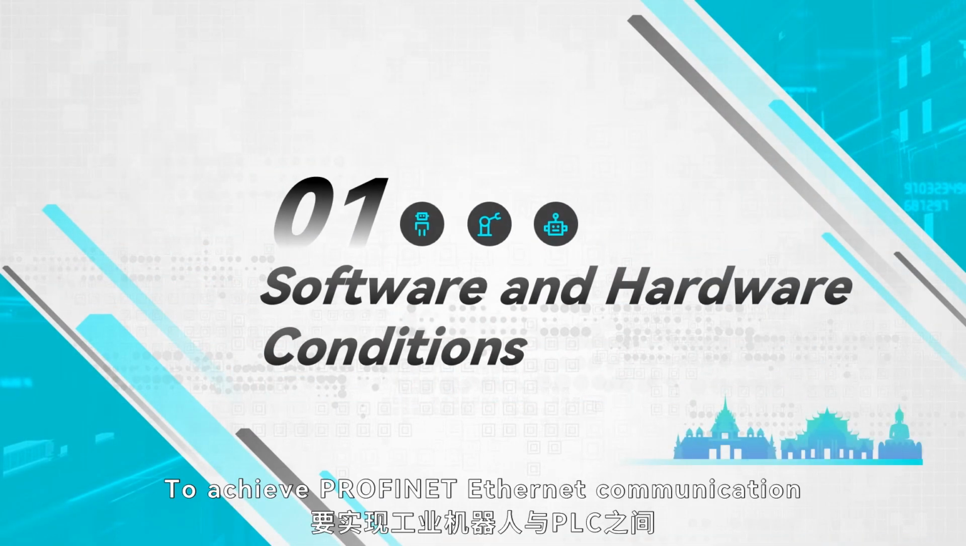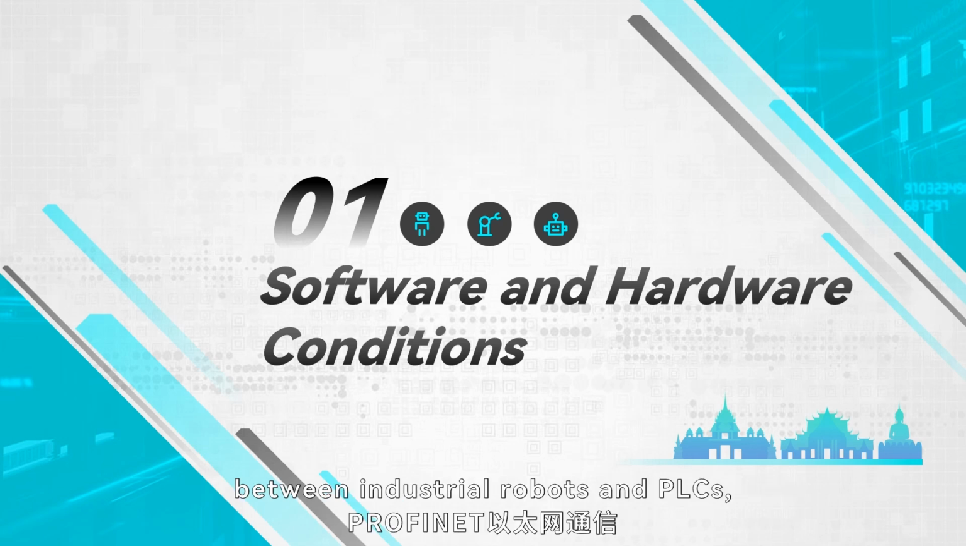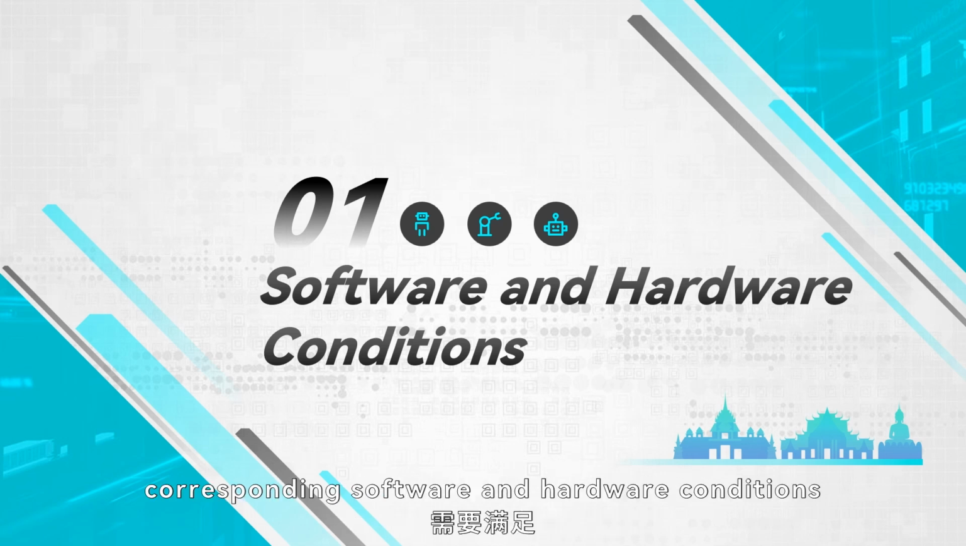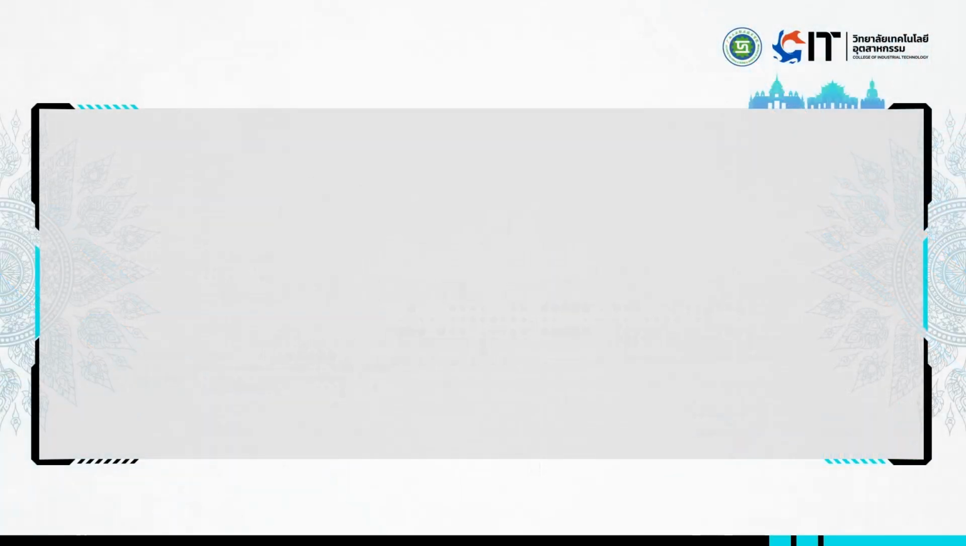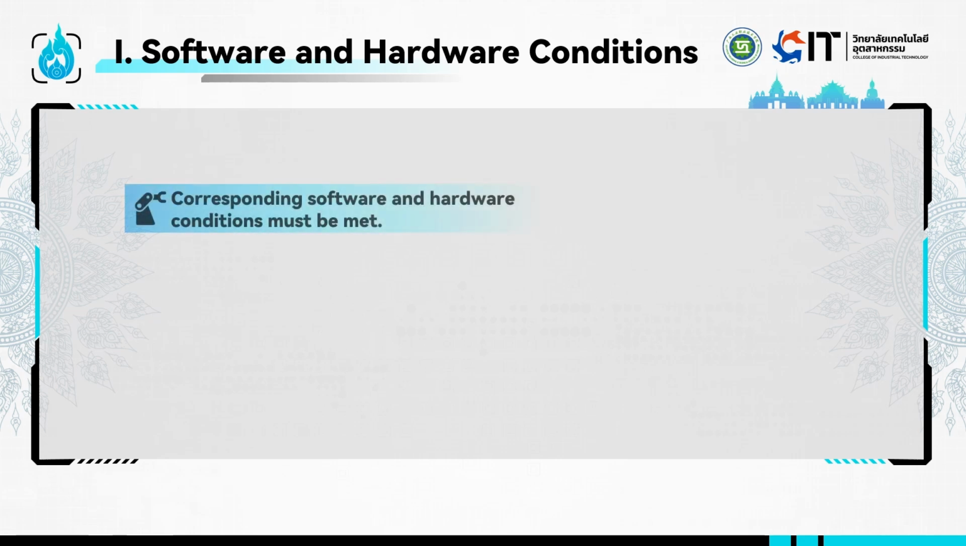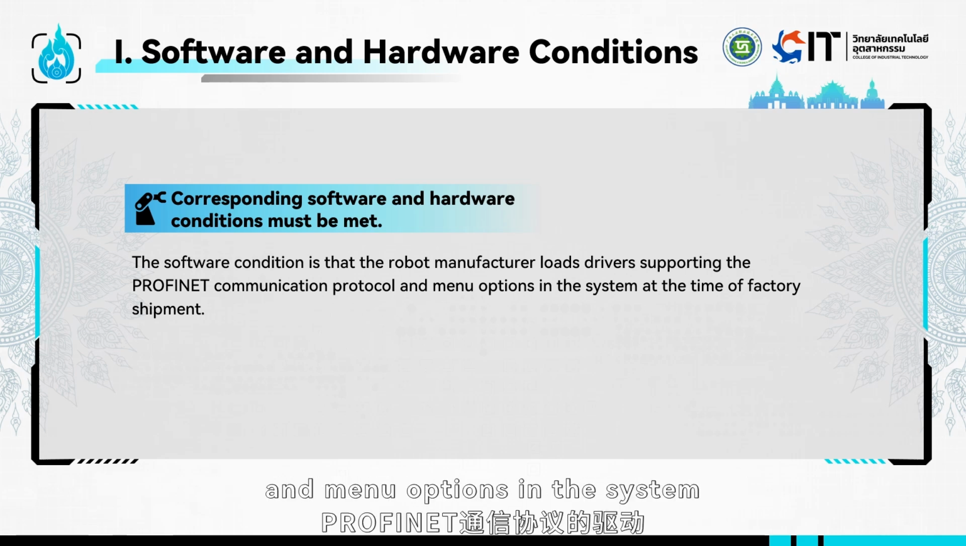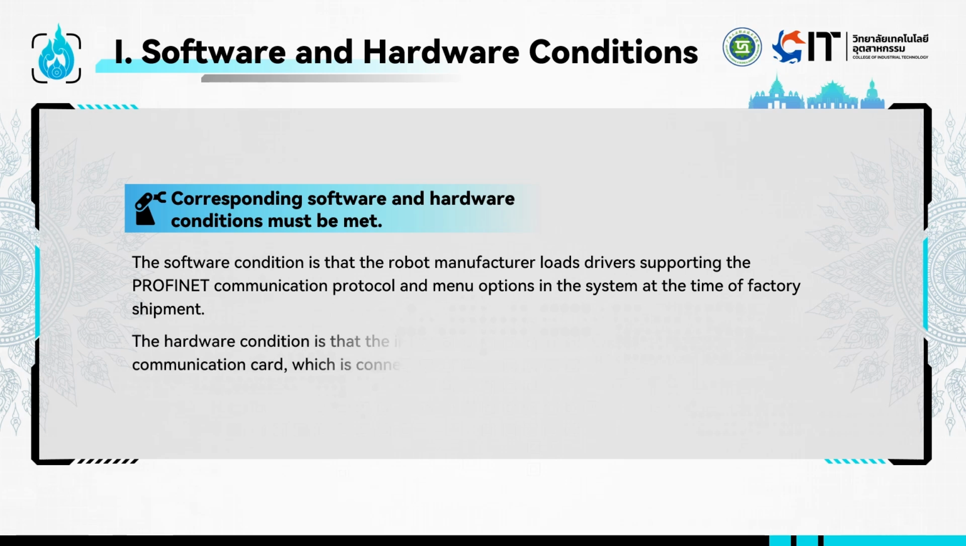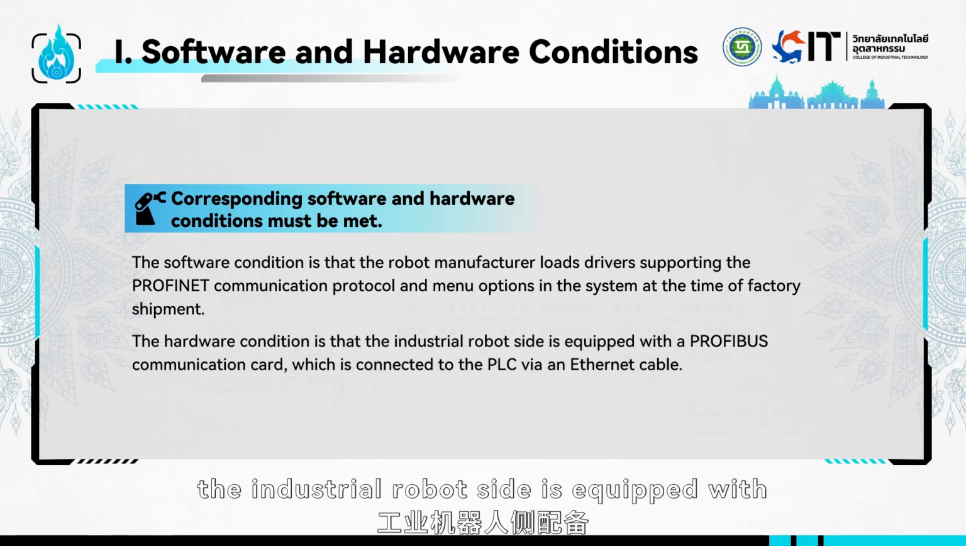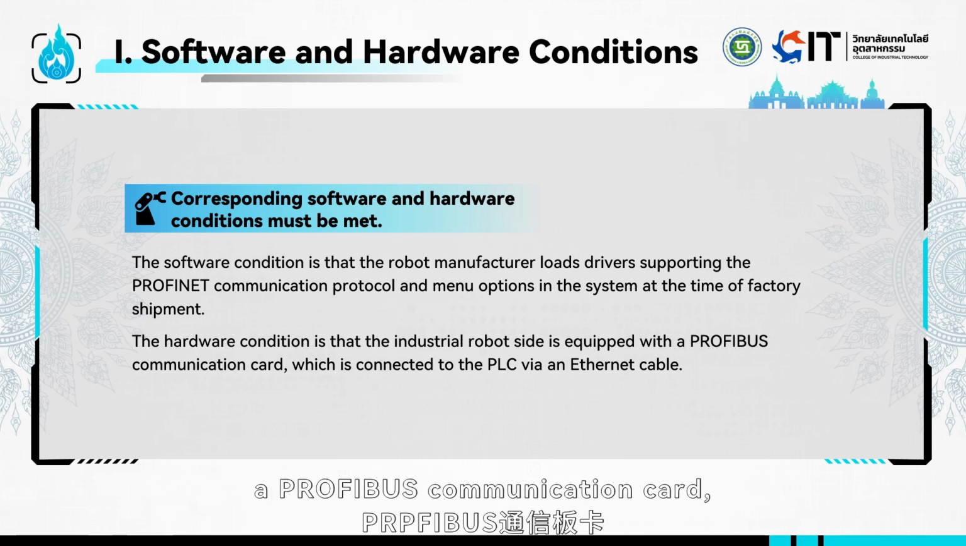To achieve Profinet Ethernet communication between industrial robots and PLCs, corresponding software and hardware conditions must be met. The software condition is that the robot manufacturer loads drivers supporting the Profinet communication protocol and menu options in the system at the time of factory shipment. The hardware condition is that the industrial robot side is equipped with a PROFIBUS communication card, which is connected to the PLC via an Ethernet cable.